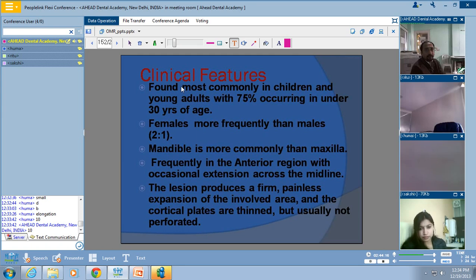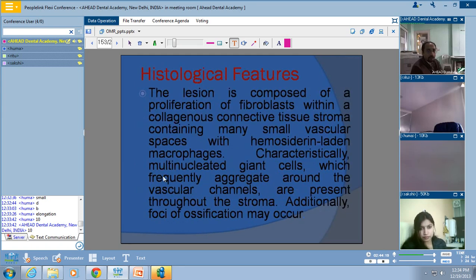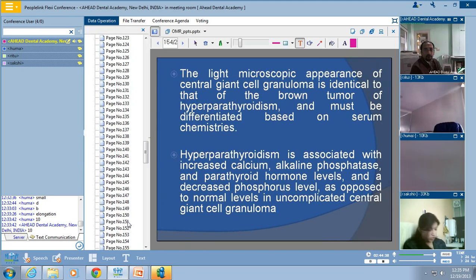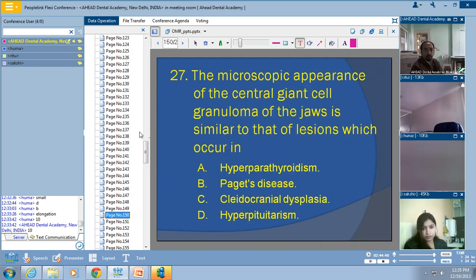Histological feature, well, it consists of this. We have a proliferation of fibroblasts and we have multinucleated giant cells. The light microscopic appearance is identical to that of the brown tumor of hyperparathyroidism. So what is your answer then? It is A, B, C, D. Which one now? Choice A. Very good. Hyperparathyroidism. In hyperparathyroidism, we tend to see central giant cell granuloma.